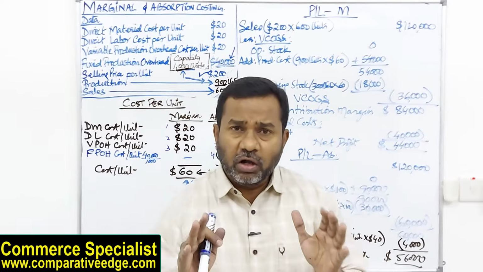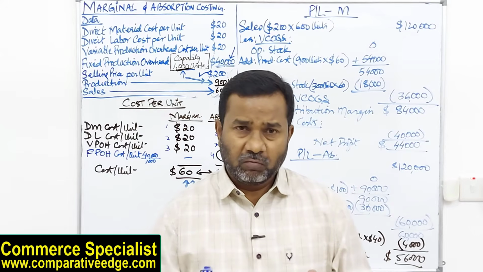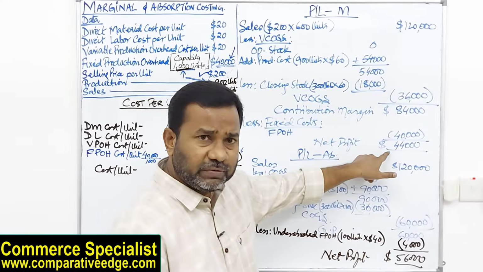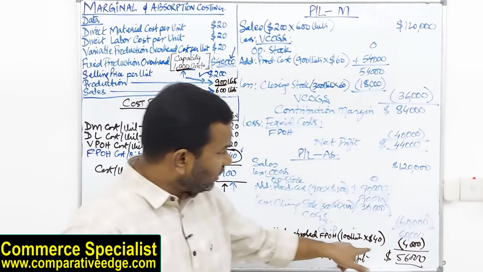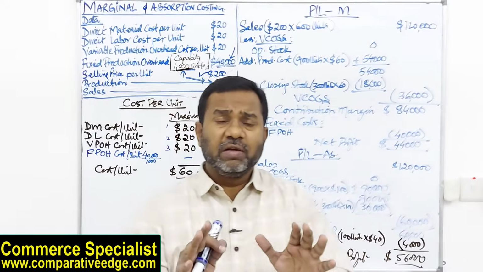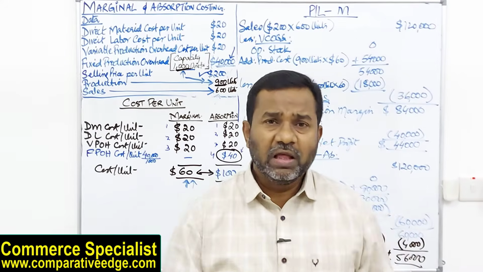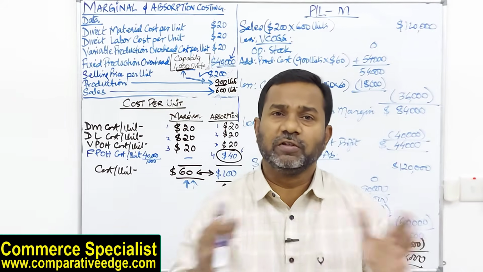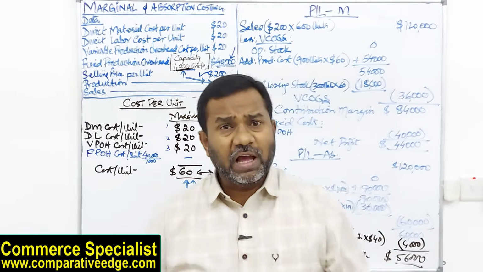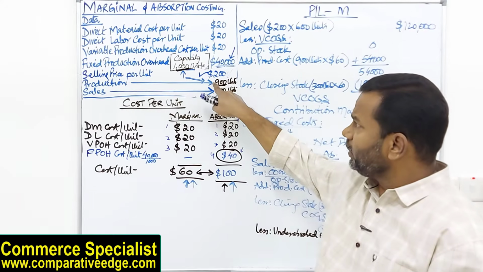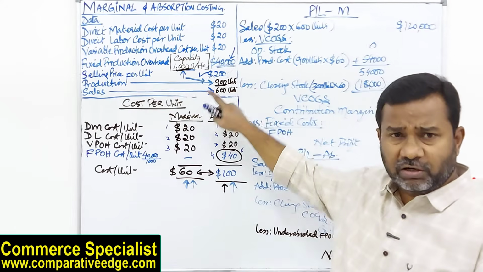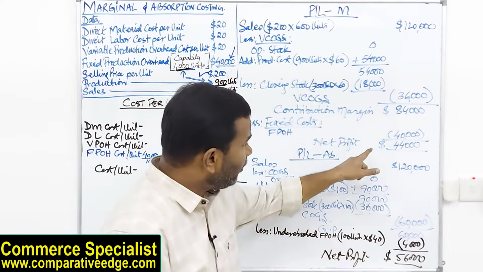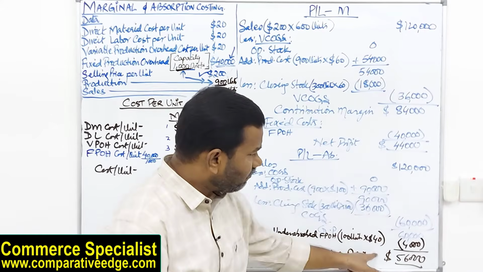Now, a few important observations, ladies and gentlemen. If you look, profit under marginal costing is 44,000 and profit under absorption costing is 56,000. So profit under marginal and absorption costing is not the same. In the absence of closing and opening stock, profit under absorption and marginal costing will always be the same. But since we have closing stock here, because we were producing 900 and selling only 600 units, 300 units were closing stock. Because of closing stock, the profit is not the same.